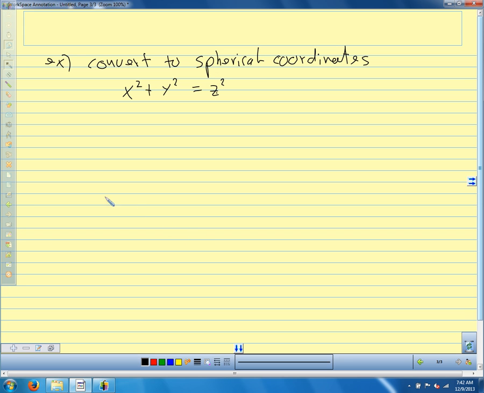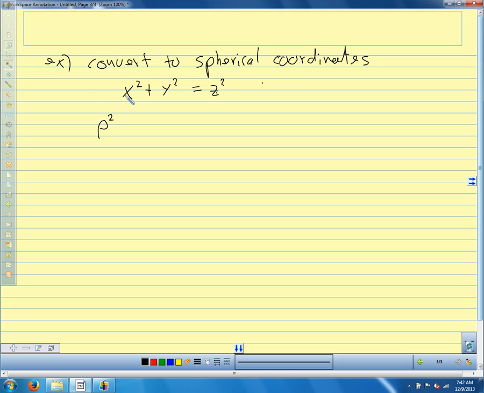All right, so let's do our conversions. So x squared in spherical coordinates is going to be what? We're going to start with rho squared equals x squared plus y squared plus z squared. But we want to convert this to spherical coordinates.